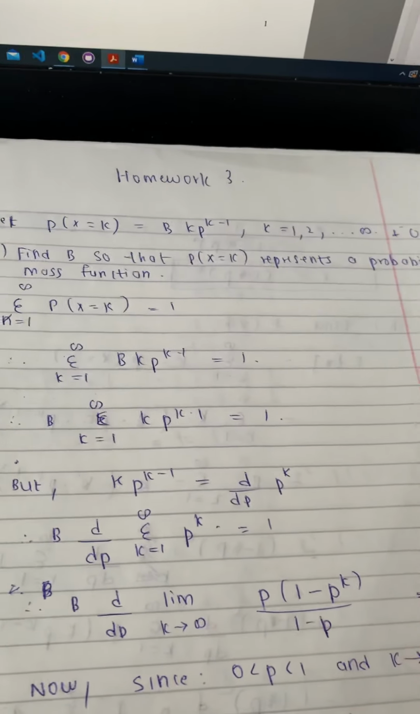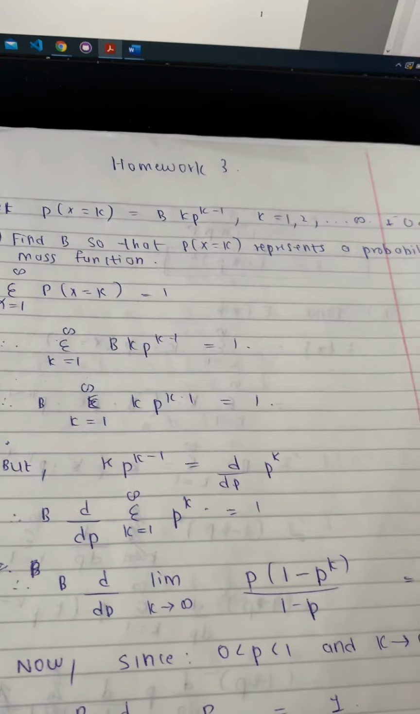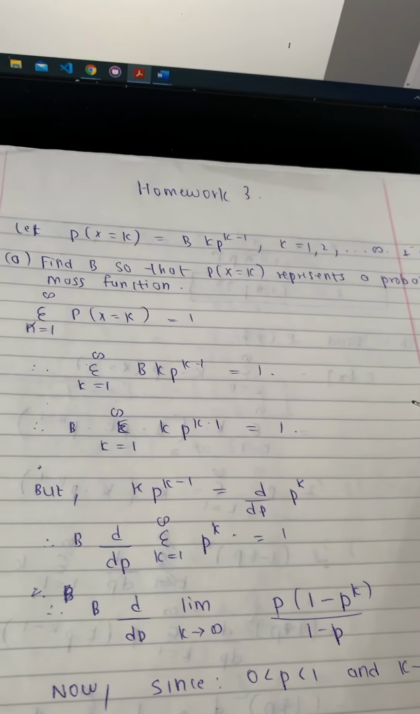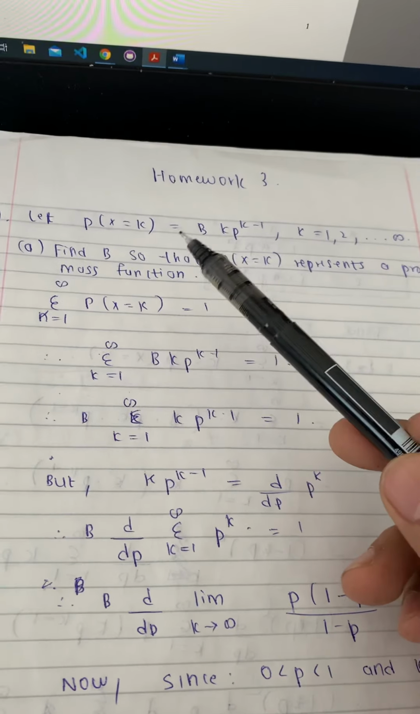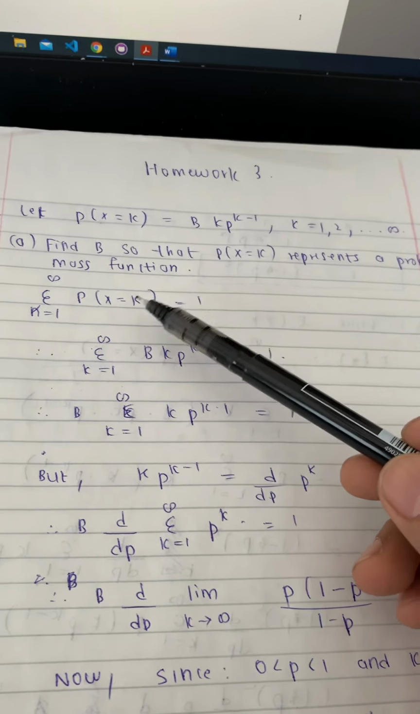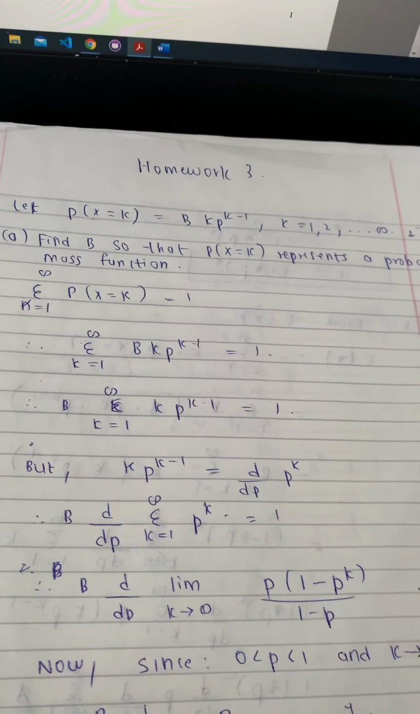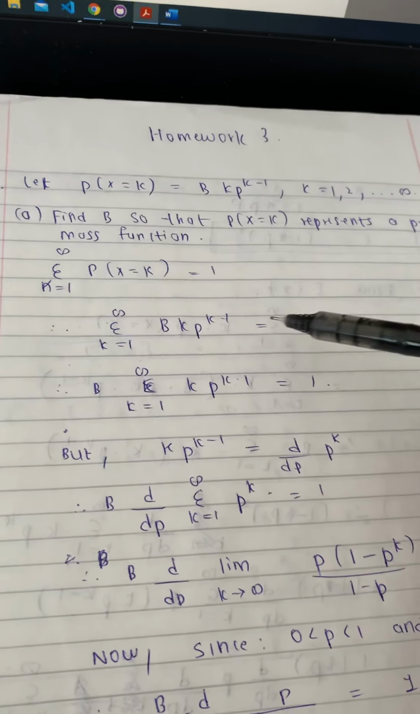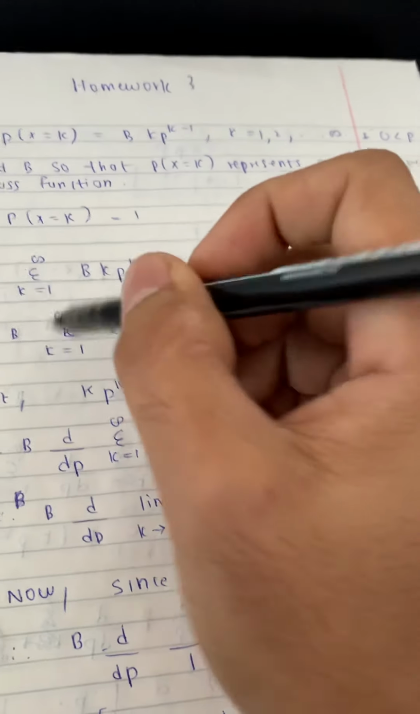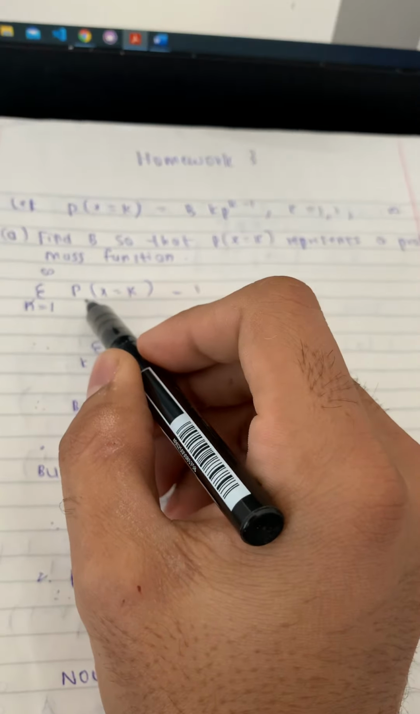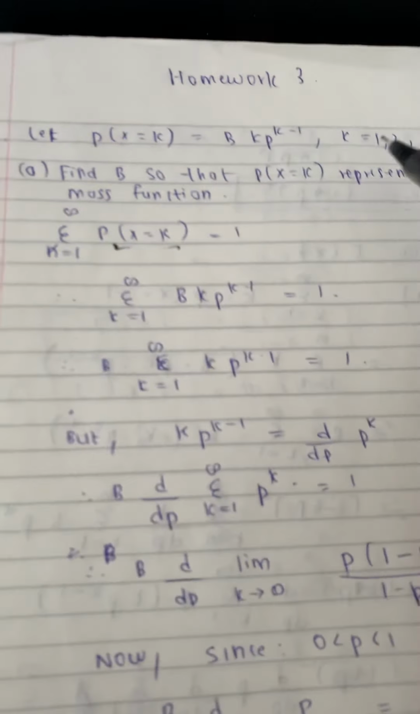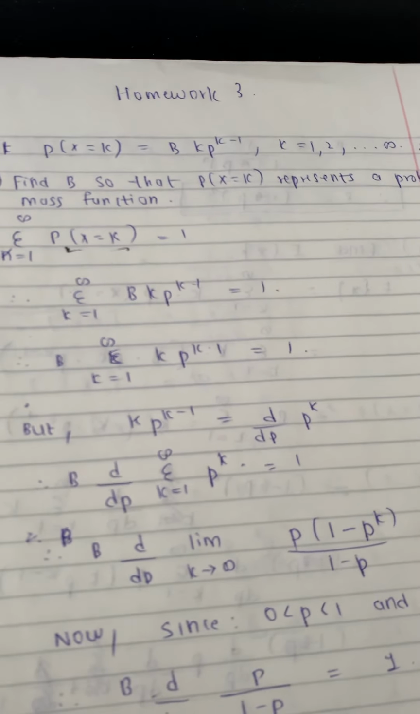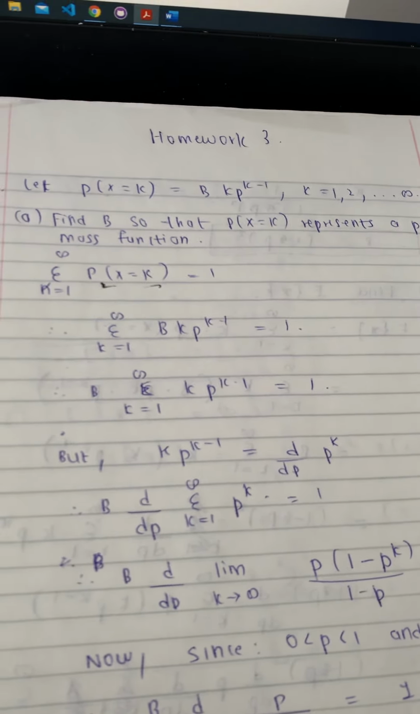We have to find b so that the probability of x equal to k represents a probability mass function. Okay, so we know that for a probability mass function, the summation of k equal to 1 up to infinity of the probability of x equal to k is equal to 1. So therefore we solve this now. We substitute the value of P of x equal to k, which is b into k into p raised to k minus 1, and here we have to find b.